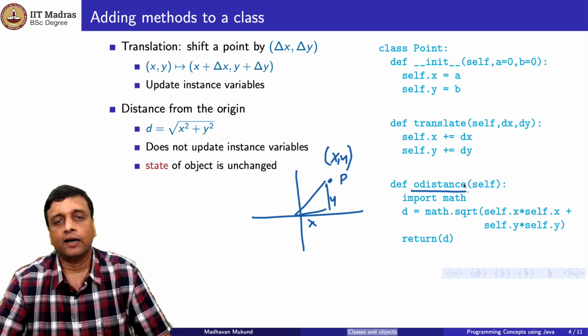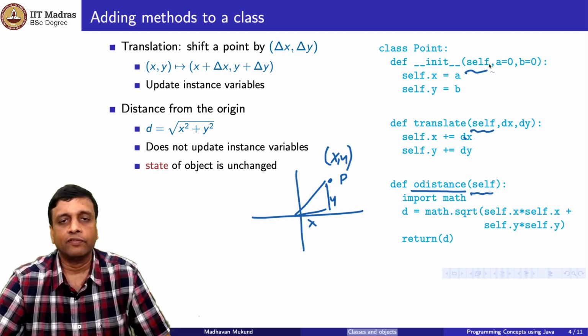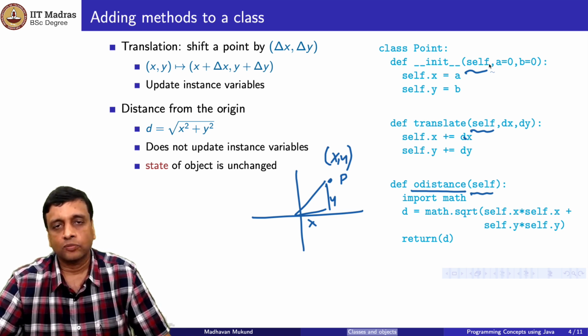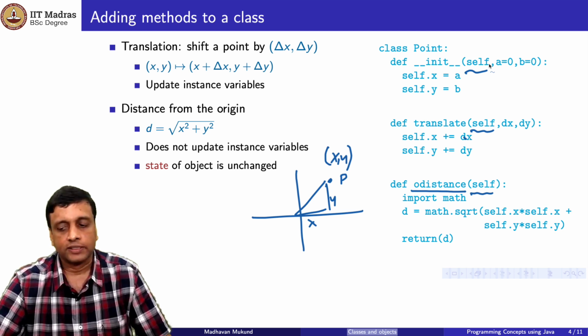It doesn't take any argument other than this mandatory argument self. Python has this mandatory argument self which is there in every function which is defined in this object oriented way. We will see that Java does not need this. So you have this self, right? But you have no other argument. So when I call it, I just say o_distance.